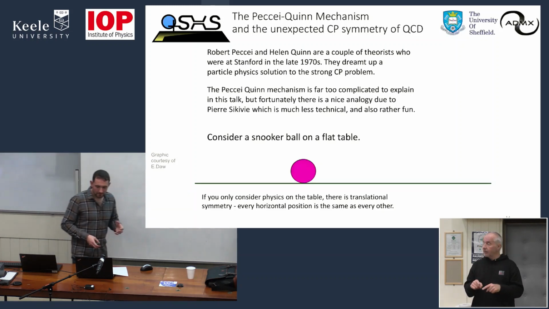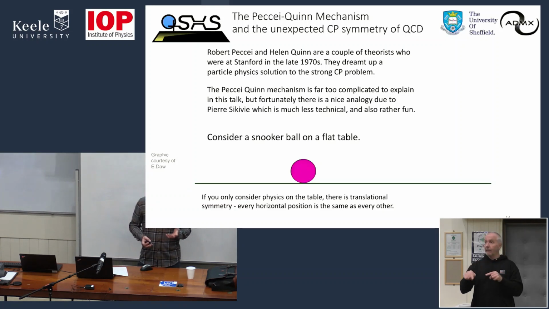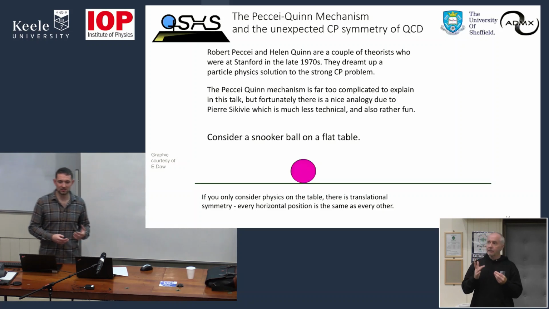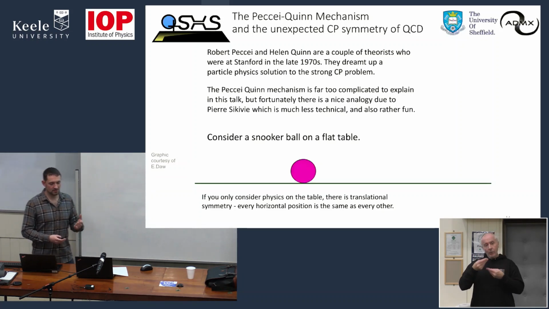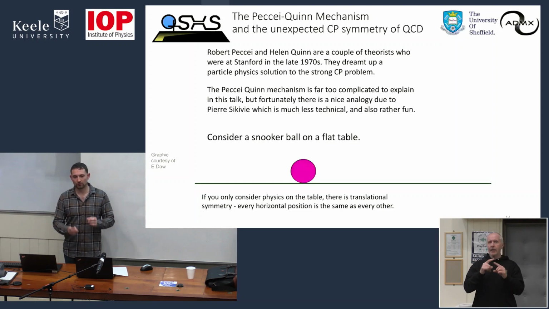P.S. Keele came up with a very nice analogy. Now it's flawed in a couple of ways, however it will help me here to explain how what we call the Peccei-Quinn mechanism fixes strong CP.